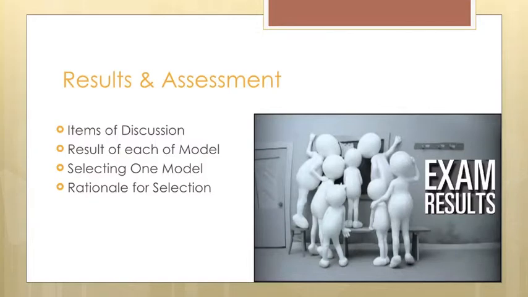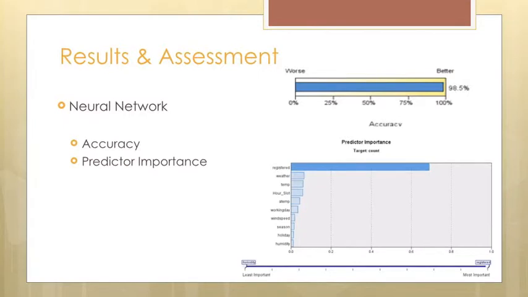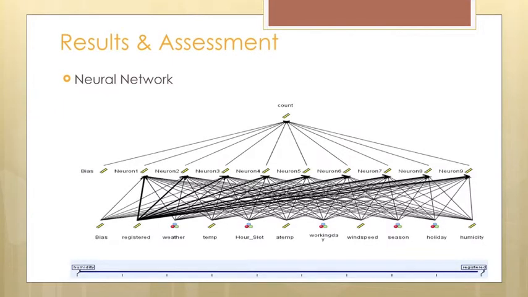For the neural network, we can see that it has provided 98.5% accuracy, and as per the neural network, the most effective predictor is the number of registered persons. If we see the network diagram, it also shows thick lines all connecting to the registered attribute. That is an indication that registered is the most important predictor.